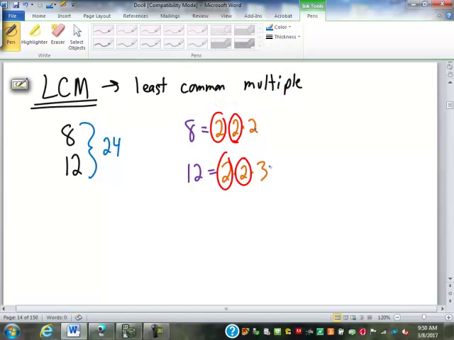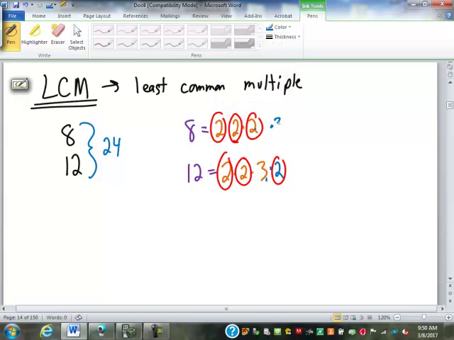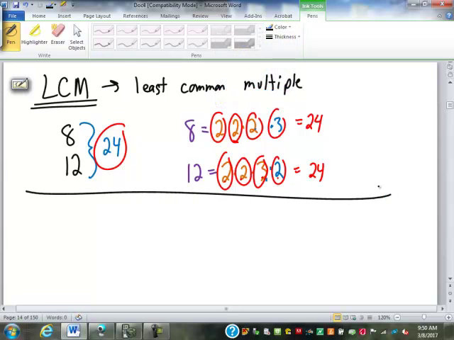This one has an extra 2, so we need to put a 2 down here. Now they both have that third 2. This one has a 3, so we need a 3 up here. Now they both have the 3. So now they have all their factors in common. 2 times 2 times 2 is 8, times 3 is 24. 2 times 2 times 3 is 12, times 2 is 24. So 24 is the least common multiple.